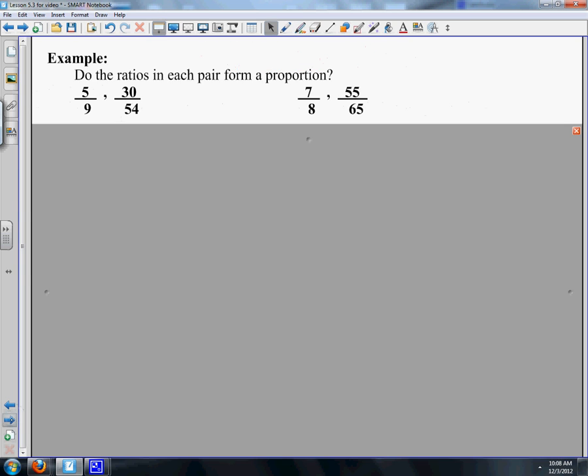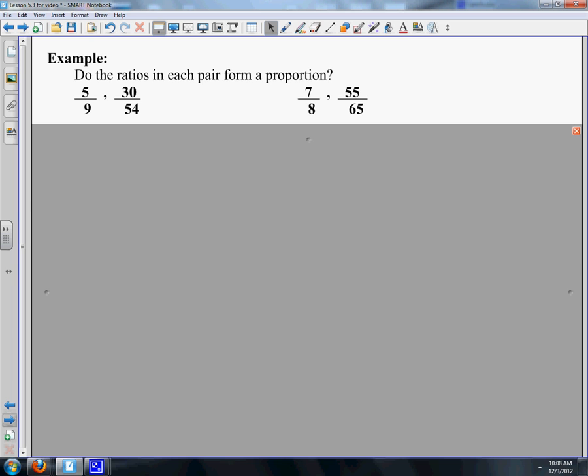Okay? So here's a couple examples. Do the ratios in each pair form a proportion? So take out your calculator, try these two problems, and let me know if they do or not. Push pause, and then we will go over.